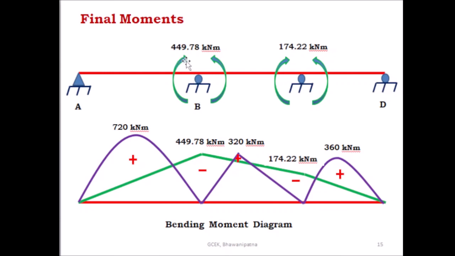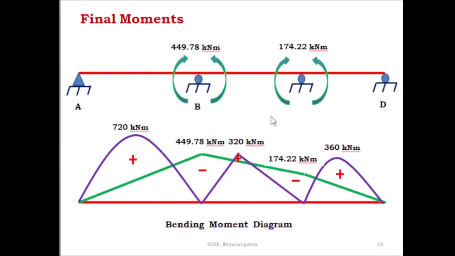So this is the bending moment at B, and this is the bending moment at C, 174.22 kilonewton meter. And here you know the bending moment is 0, and here you know the bending moment is 0. Due to this moment, this is the bending moment diagram. Due to the support moments, you got two redundants, the moment at B and the moment at C, and the moments at the ends are 0. So due to this, this is the fixed bending moment diagram.